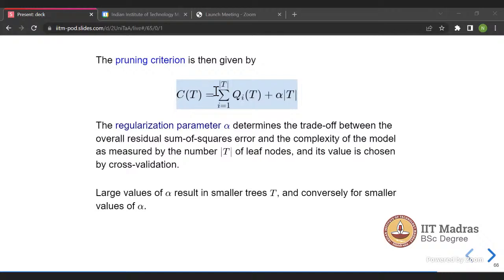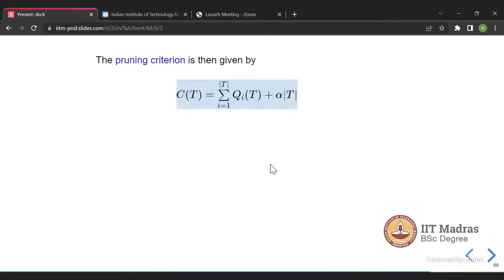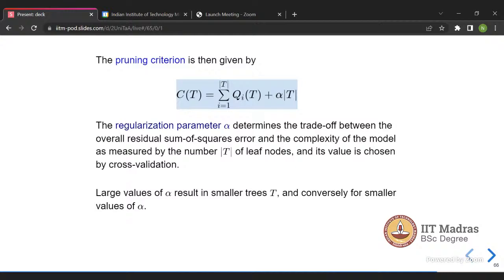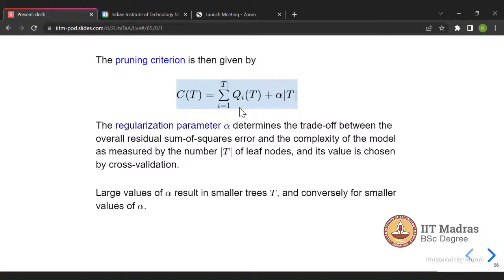Say for example, I choose a particular internal node. No, you just choose a subtree of that fully grown tree. Here T denotes the subtree of that fully grown tree, T0. Now how many leaf nodes will be there? That is going to be your cardinality of T. I don't know whether we call it cardinality of T or not, but it is denoted by mod of T. It is the number of leaf nodes in that subtree. And QT is for that particular subtree, right? Yes, subtree.